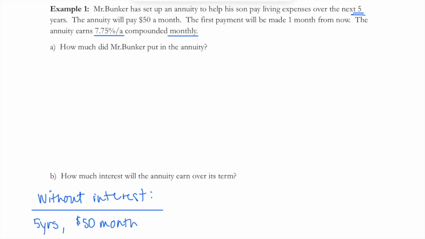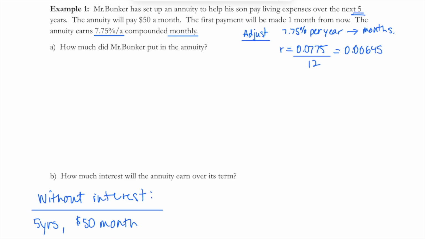The first thing we need to know is that we have to adjust our interest rate, because we've got 7.75% per year, but we need to put this into months. So we take our rate and divide it by 12. I'll write this down. Divided by 12 equals 0.006458. You will need a calculator for this computation, so keep that in mind.